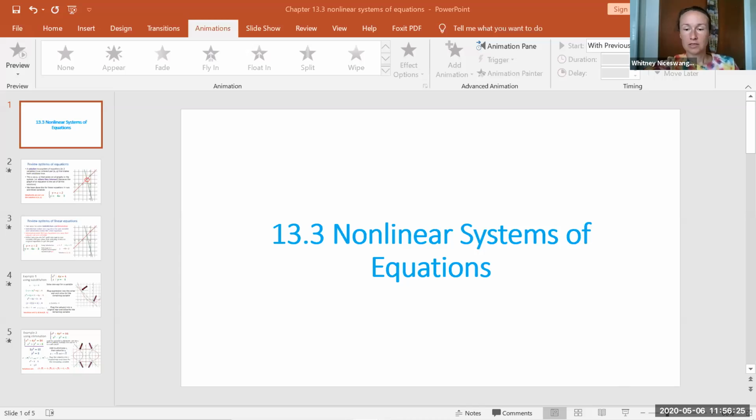And always remember, it is really, really helpful to look at the graph to get an idea of where the solutions are going to be while you're actually doing the algebra. So let's take a look. All right, 13.3, nonlinear systems of equations.